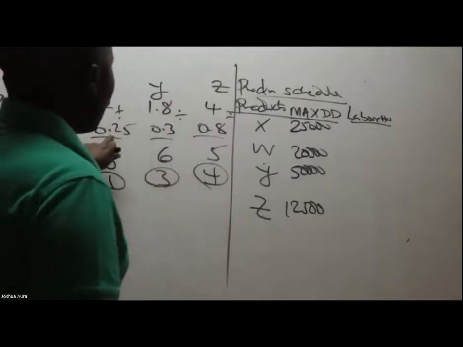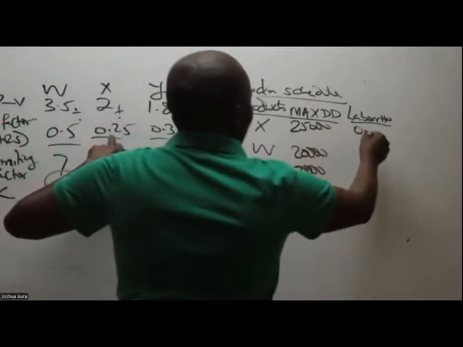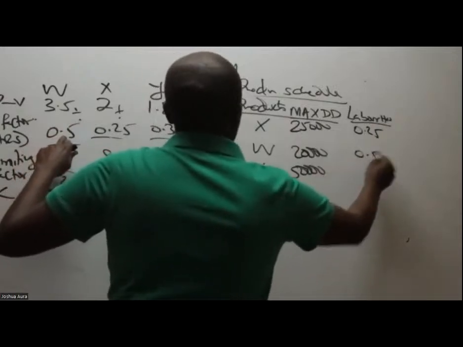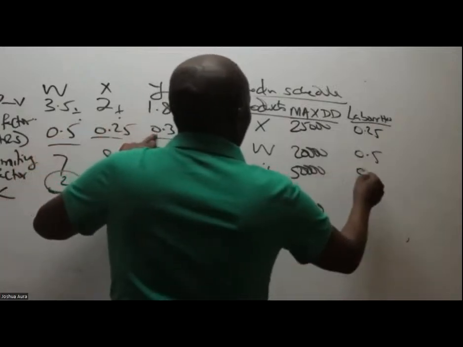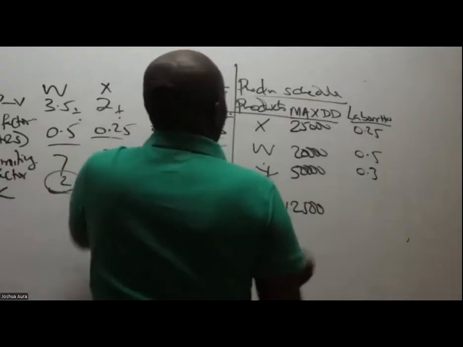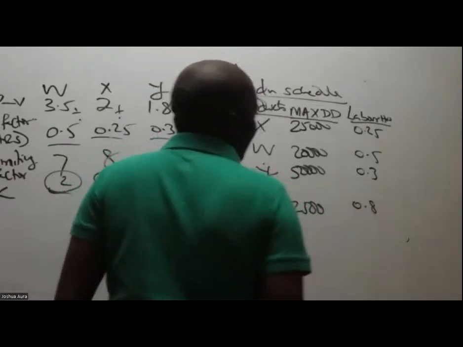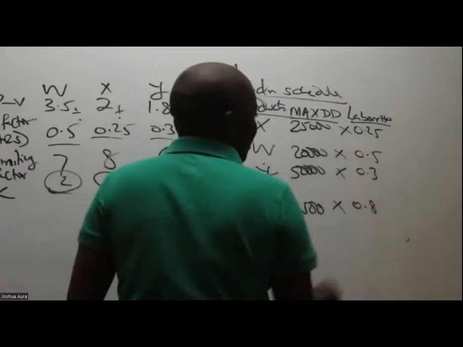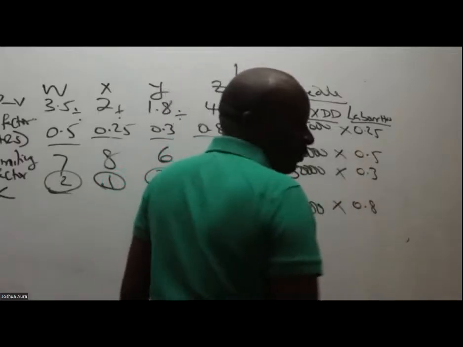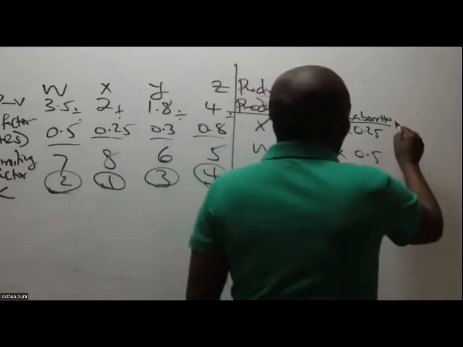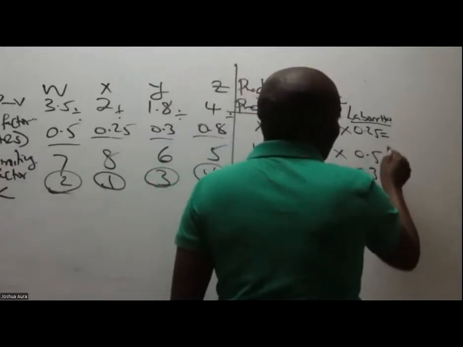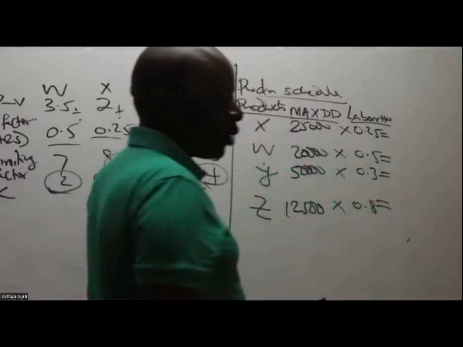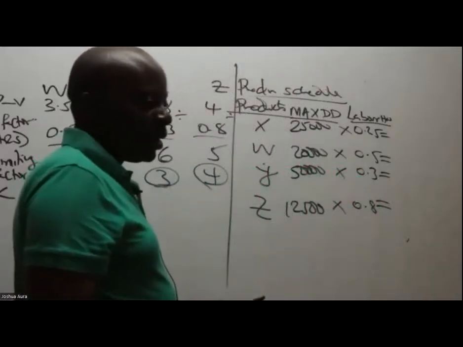So we know that X is 0.25. We know that W is 0.5. We know that Y is 0.3. We know that Z now is 0.8 like that. So of course you must multiply this together for you to be able to give us the total labor hours. So total labor hours, what do we have? Can somebody give me this figure very fast?